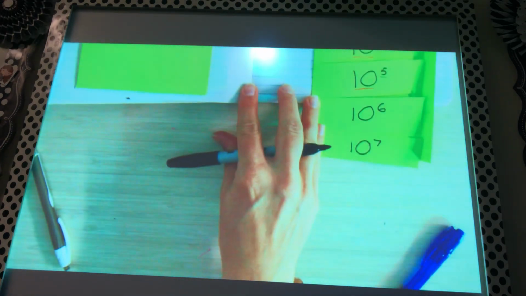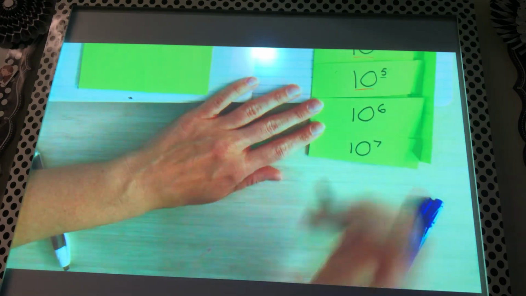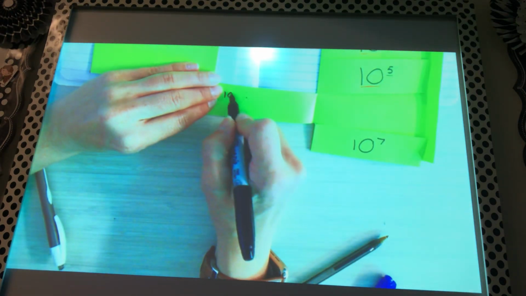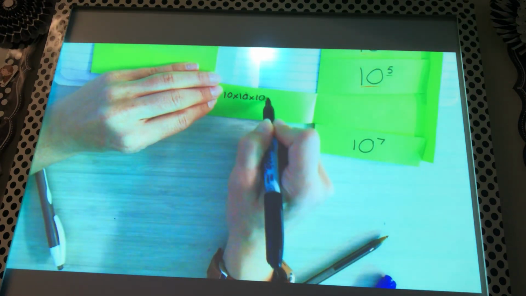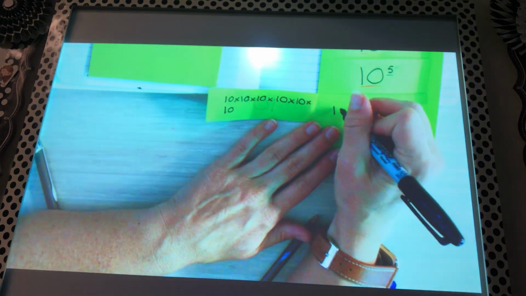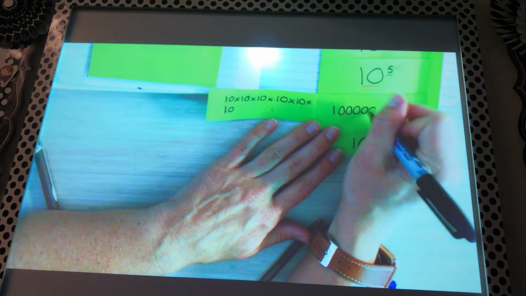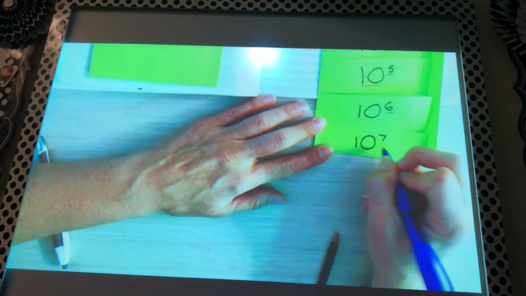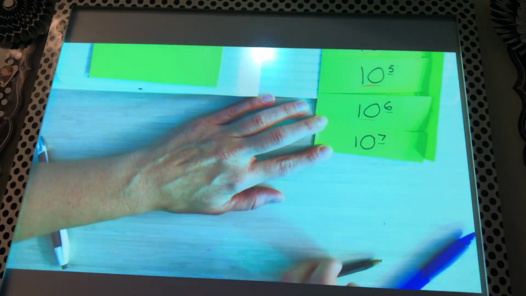Now for my next one, I have a base of 10, an exponent of 6. My base will repeat 6 times as a factor, and I should have 1, 2, 3, 4, 5, 6 zeros in my product. And that's 1 million.